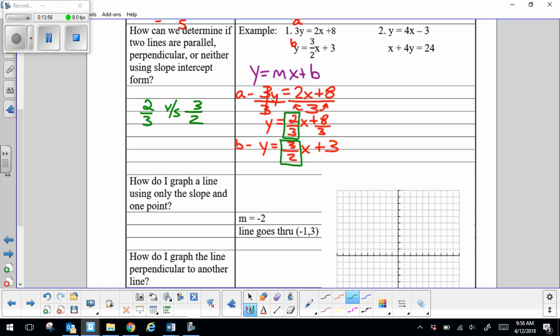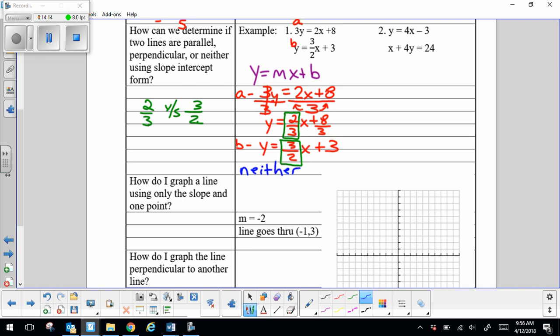Now, I can see that the guys have flipped, right? I have a 2/3 and now a 3/2. But the only way for this to show that it's perpendicular would mean I would need a sign change, meaning one would need to be positive, one would need to be negative. That is not happening here. So my answer to this question would be neither.